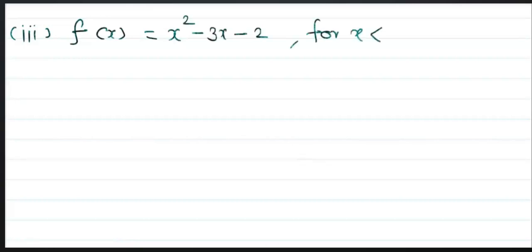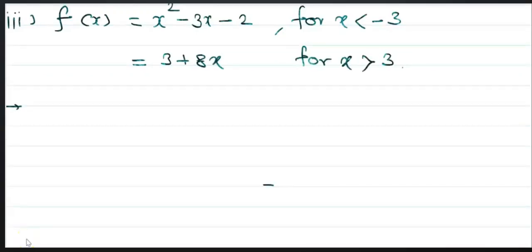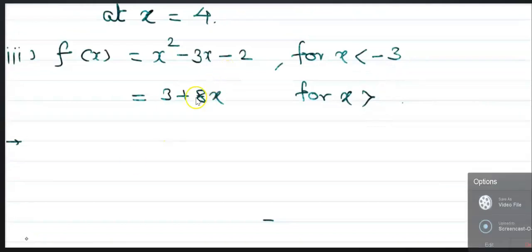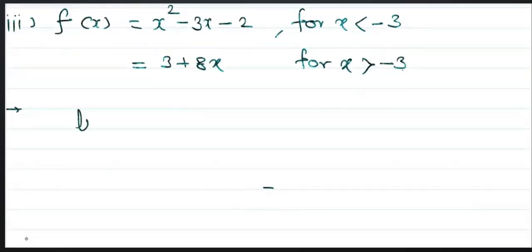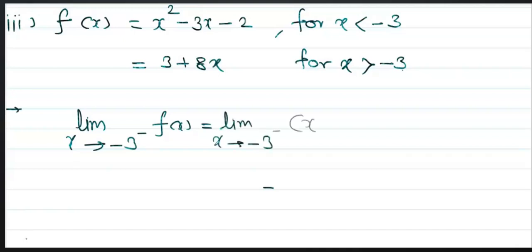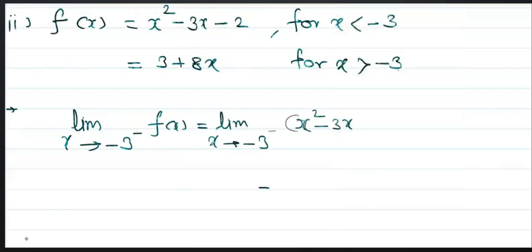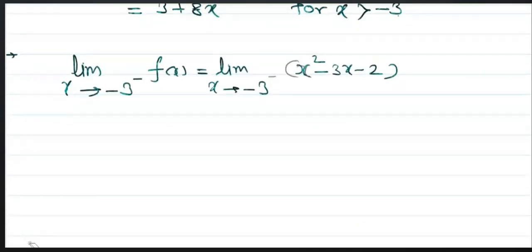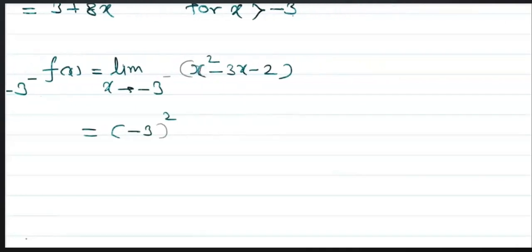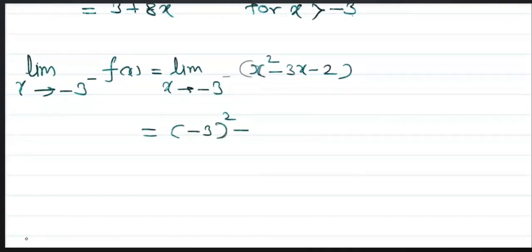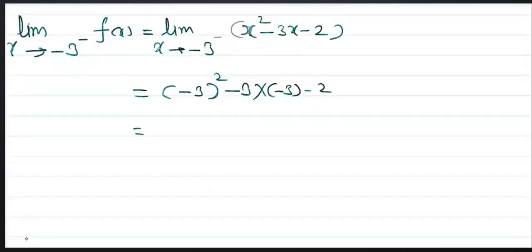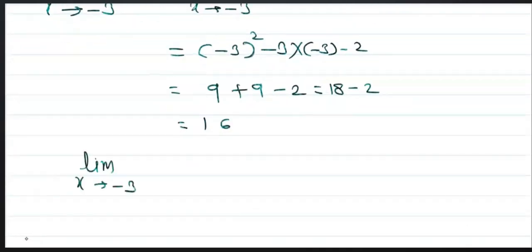F of x is equal to x square minus 3x minus 2 for x less than minus 3 and is equal to 3 plus 8x for x greater than minus 3. Now find out here again the left hand side limit and right hand side limit. Put x is equal to minus 3. That is 9 plus 9, that is 16.